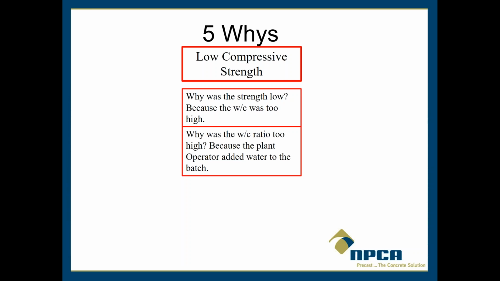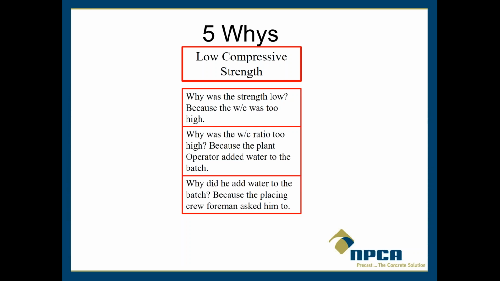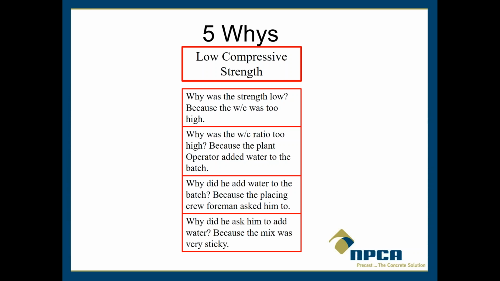So why was the water cement ratio too high? Because the plant operator added water to the batch. Okay, so that makes sense. He added water to the batch. Why did he add water to the batch? Because the placing crew foreman asked him to add water. Okay, fair enough. Why did he ask him to add water? Well, because the mix was very sticky. Now, this all makes perfect sense. And I can tell you that I stuck this in here because I just went through this with a customer within the last week. And so there's a lot of questions you could ask next.